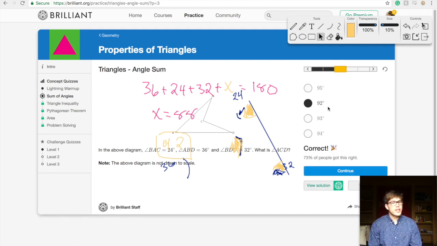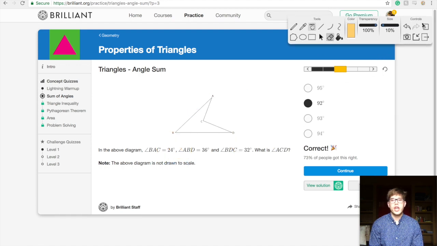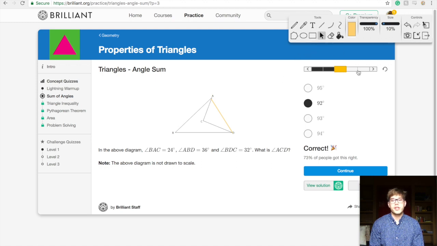Awesome. This problem took a little bit of thinking time, but that's all right. Sometimes you just have to think through the problem, think about what you know, think about what you don't know, and whenever we made this into a full triangle, it became clear that that's how we could best solve for this angle here. All right, good. That was a fun problem. Let's continue on to the next one.